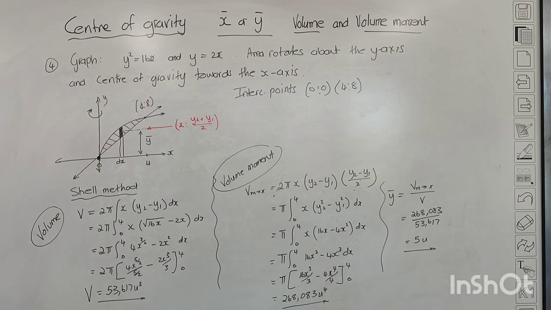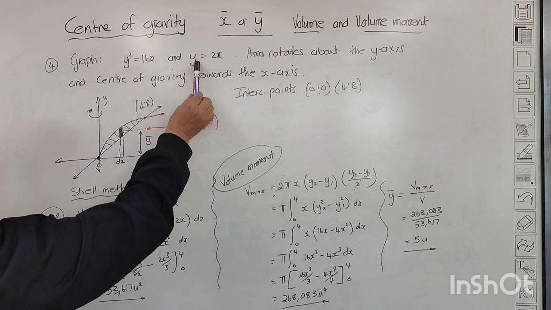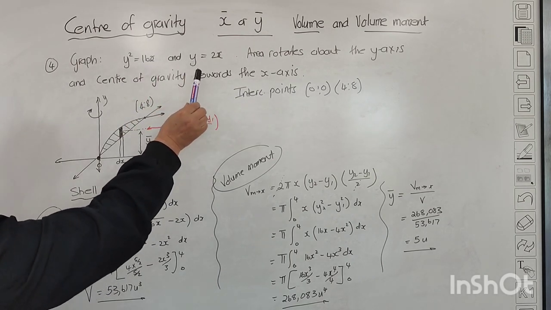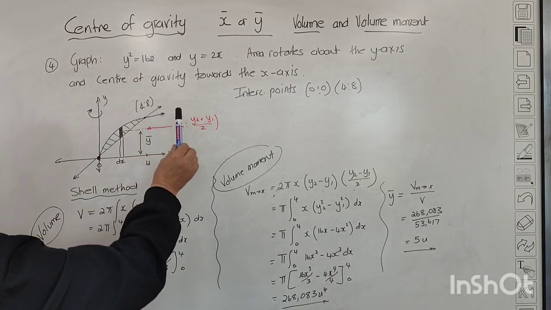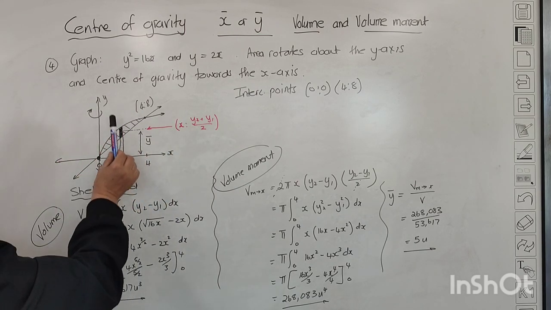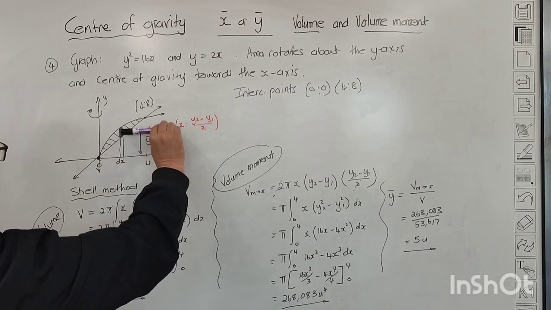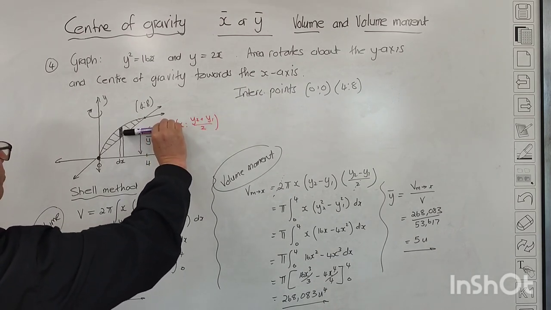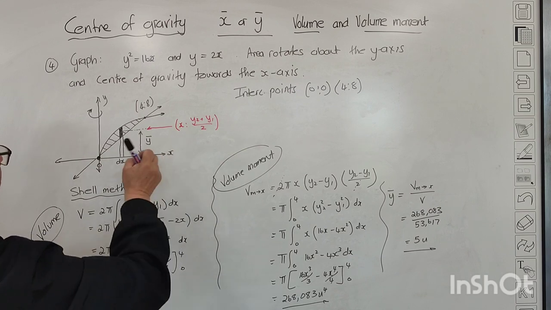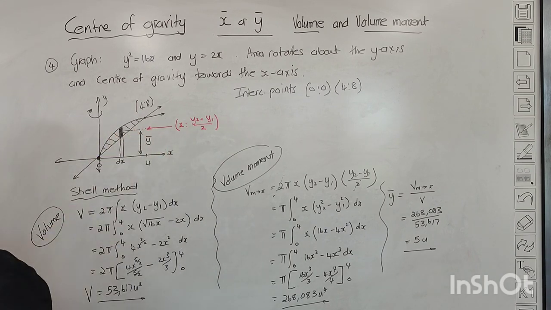In our next example, example 4, we have a graph of y squared equals 16x and a graph of y equals 2x. They say the area rotates about the y-axis, so my area rotates about the y-axis, and the center of gravity is towards the x-axis. So I want to know what's the distance from there towards the x-axis. That means I'm going to calculate a y value there.